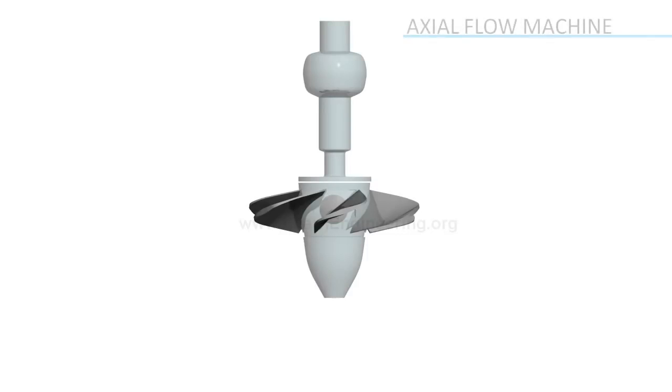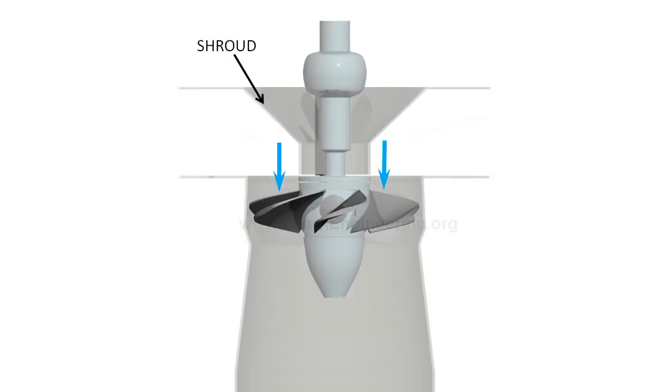Kaplan turbines are axial flow machines, where absolute velocity of flow is parallel to axis of turbine. Water is precisely made to pass through runner blades, with help of a shroud.